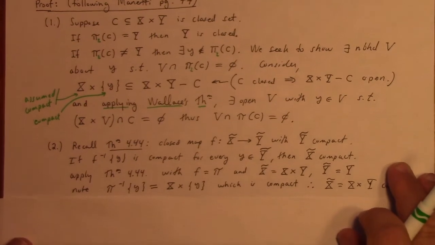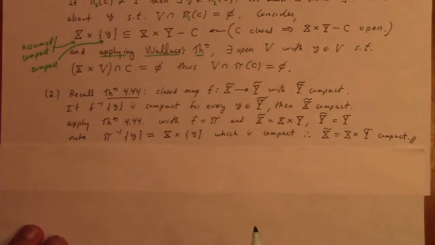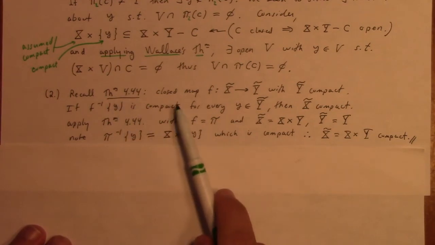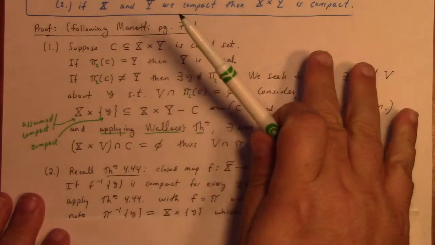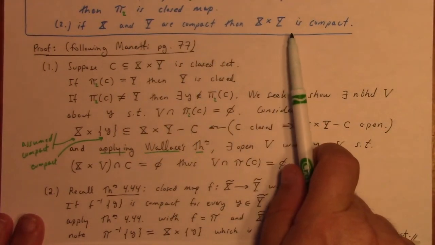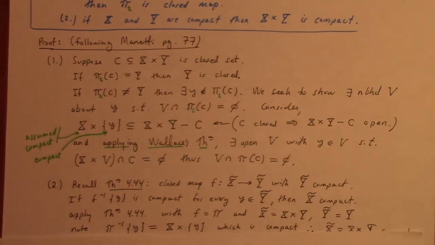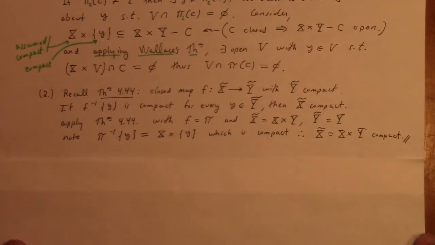All right. So part 2 here, theorem 4.44. What we're trying to prove at the moment is that if X and Y are compact, then the Cartesian product of X and Y is compact. Okay, so here's a proof given down here.